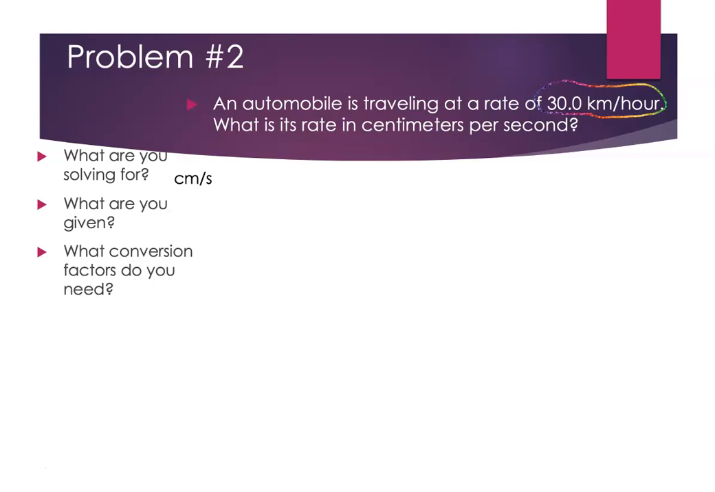Or I thought about it as kilometers to meters. There are 1,000 meters in a kilometer. And then I thought there are 100 centimeters in a meter. So I can do my distance conversions, and then I need to do time conversions. I need to do hours to minutes and minutes to seconds, like we did in the previous problem. So now I can start thinking about setting up my problem. All right, so again, x, what I'm solving for, equals what I'm given. All right, so how many centimeters per second are equivalent to 30.0 kilometers per hour?